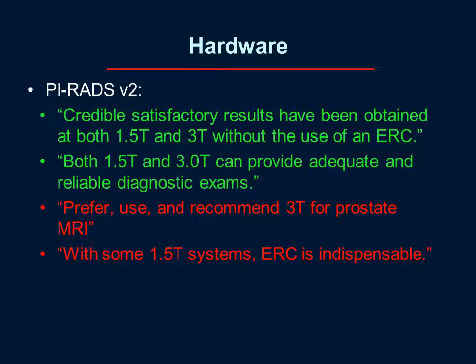If we look at what PI-RADS version 2 tells us, it doesn't really take a single firm stance, and this is quoting from the current PI-RADS document. In some areas it states that credible, satisfactory results have been obtained at both 1.5 and 3T without the use of an endorectal coil, and that both field strengths can provide adequate and reliable diagnostic exams. Elsewhere, PI-RADS states that its authors prefer, use, and recommend 3T for prostate MRI, and that with some 1.5T systems, the endorectal coil is indispensable.